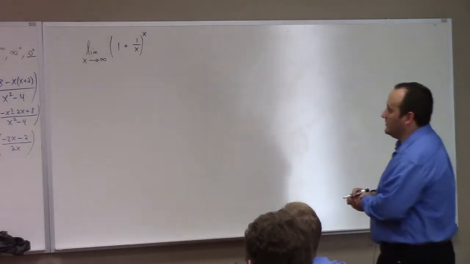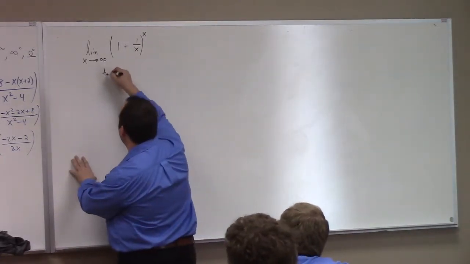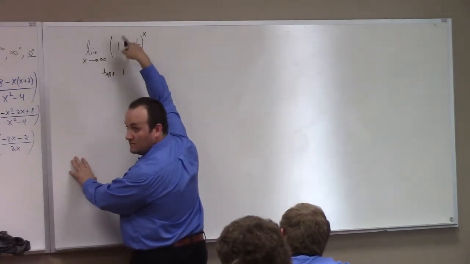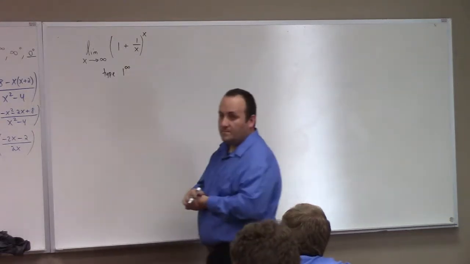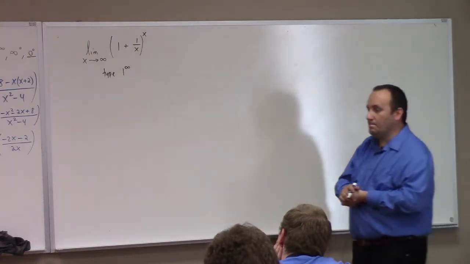This is indeterminate. See, because as x goes to infinity, the base goes to 1, and this is type 1 to the infinity. Your book might do it a different way, but here's how I'm going to do it.